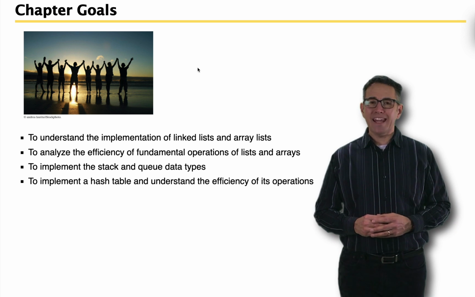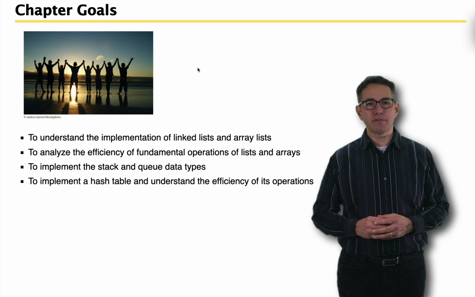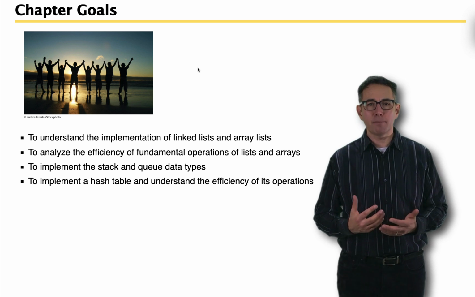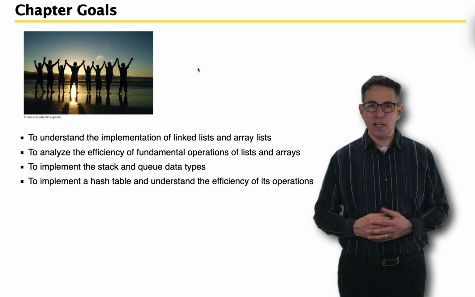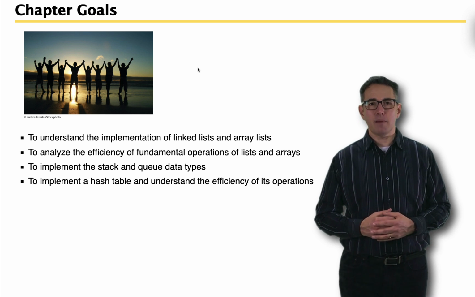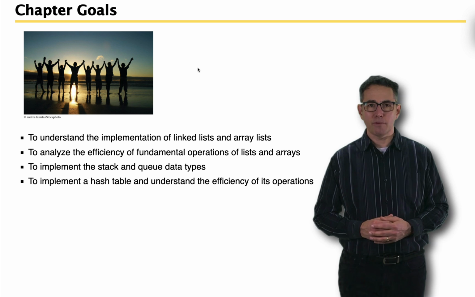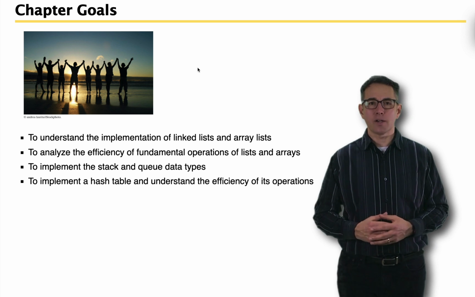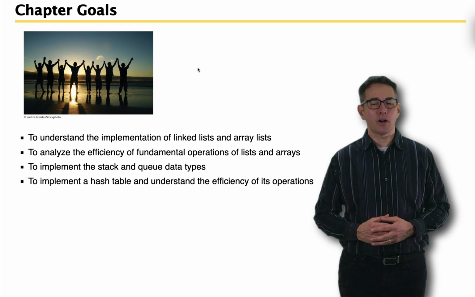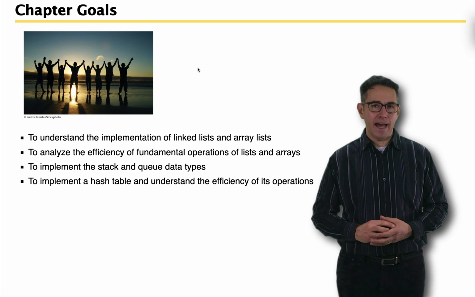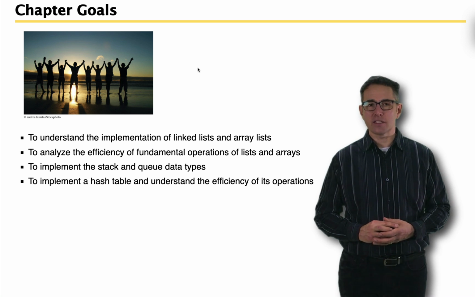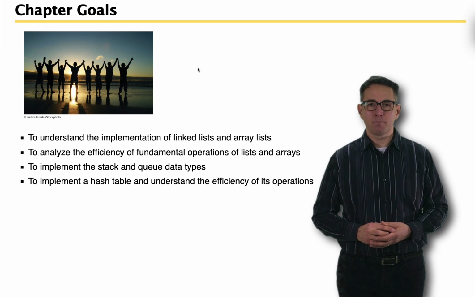We also want to be able to analyze the efficiency of these fundamental operations that are provided by lists and arrays. We're going to look at order big O notation, maybe the first time that you've seen it. Maybe you've seen it in another class you've taken before, but it comes in handy in order to analyze why things are efficient or inefficient. We're also going to look at implementation of stack and queue data types as well. We'll look at how to implement a hash table and try to understand the efficiency of its operations as well. Move right.